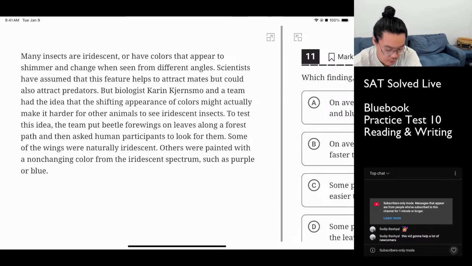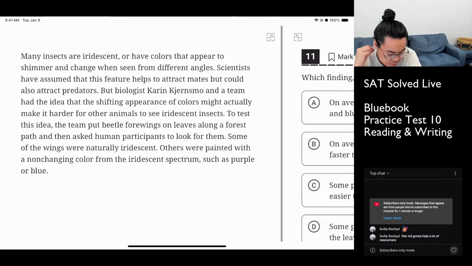Many insects are iridescent. Shimmer change. Got it. Attract mates, but also predators. So positive and negative. Might actually make it harder for predators to see the iridescent insects. Got it.